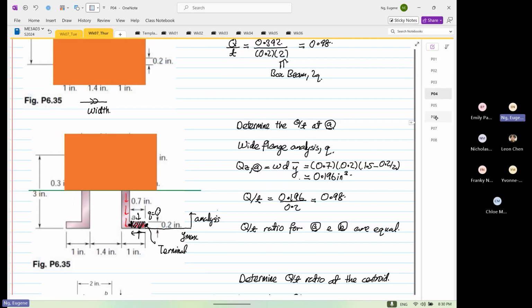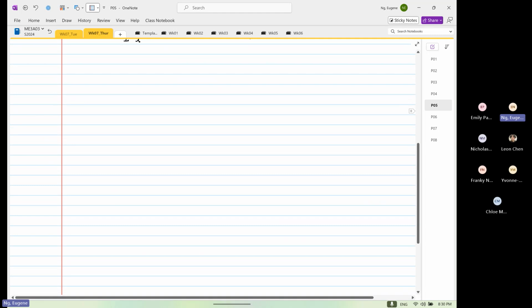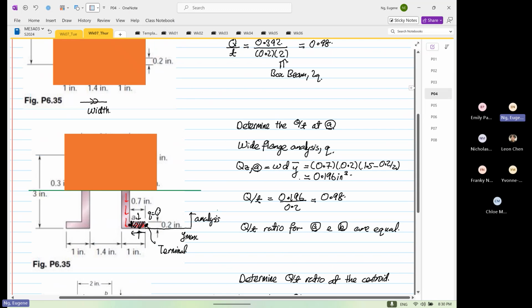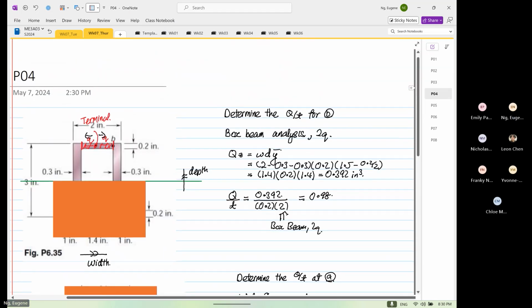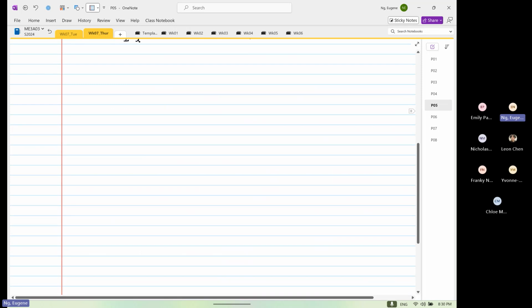Right, so let's look at the last problem. So this is example number, what was the last example? 2. So next is example number 3.